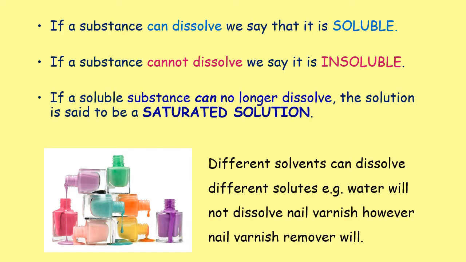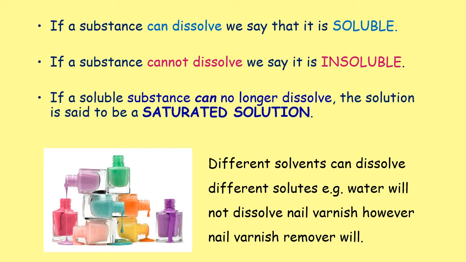Now, there are a few words we need to understand. And the first one is any substance that dissolves is described as being soluble. So sugar is soluble in water. A substance that cannot dissolve is insoluble. So a good example of something that's not soluble, that's insoluble, is your hair. Hair is insoluble. If hair was soluble, anytime you tried to wash it, it would just disappear down the plug hole with the water.